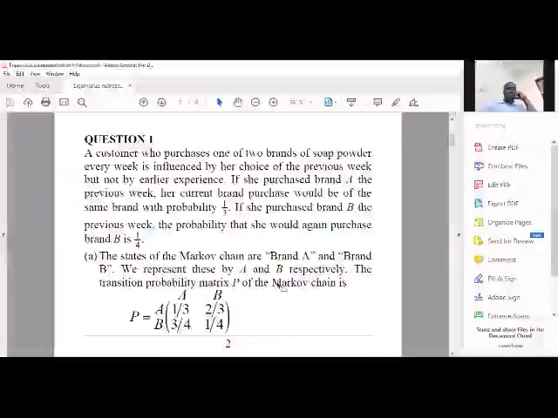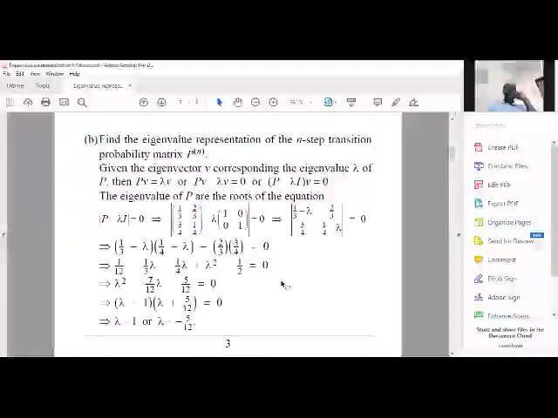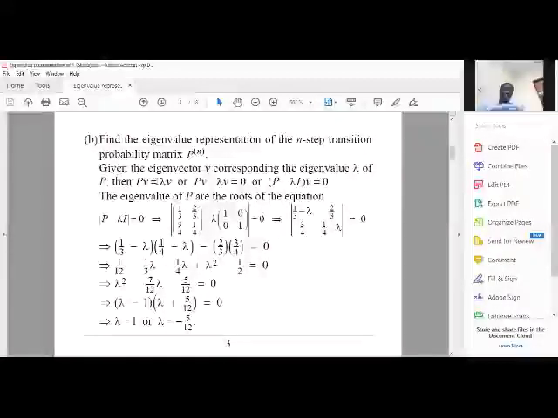We want to find an eigenvalue representation of the n-step transition probability matrix. So the first thing we have to do is to determine the eigenvectors and the eigenvalues for the matrix. The eigen equation is given by PV equals lambda V, where V is an eigenvector and lambda is the eigenvalue. You can write it in this form or in that form.